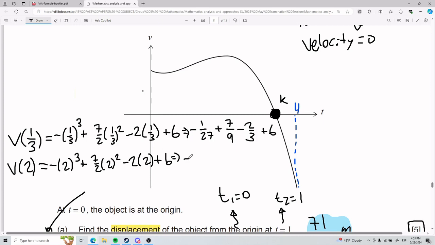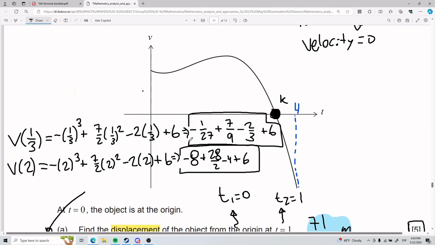While the one on the bottom ends up being negative 2 cubed, that's negative 8, plus, this is times 4, so you end up with 28 divided by 2 minus 4 plus 6. And so from here, you have to tell which one is bigger, right? Which one seems bigger, which one should be bigger? Right off the bat, you can say that the one on the bottom is a little bit bigger because 28 divided by 2, you can simplify it immediately. And this gives you positive 14.